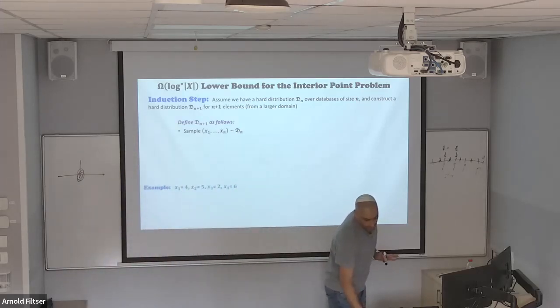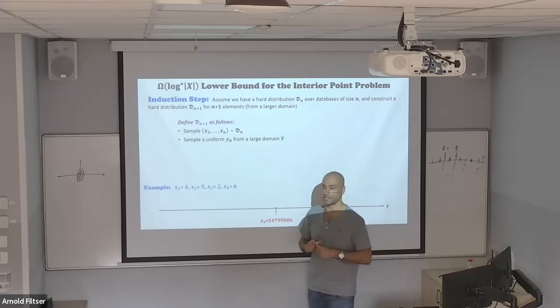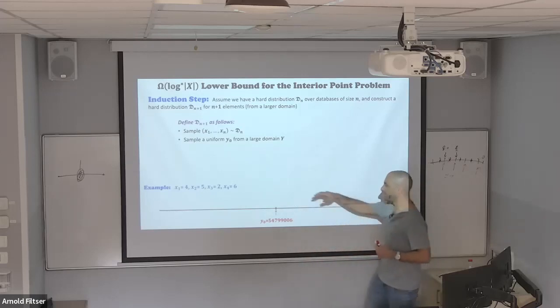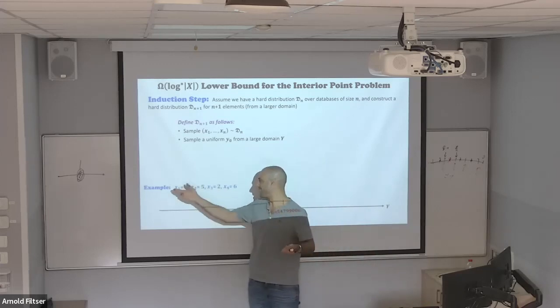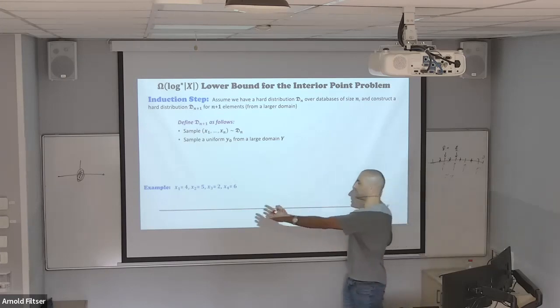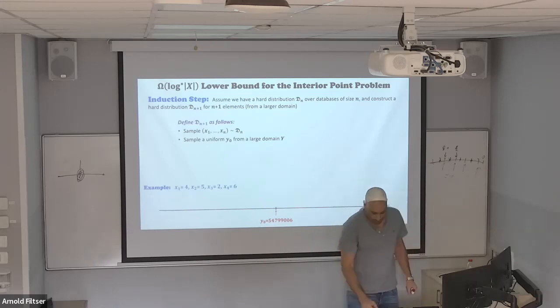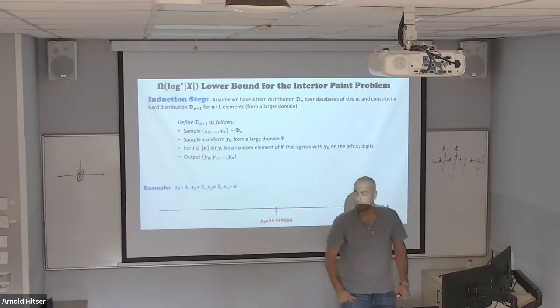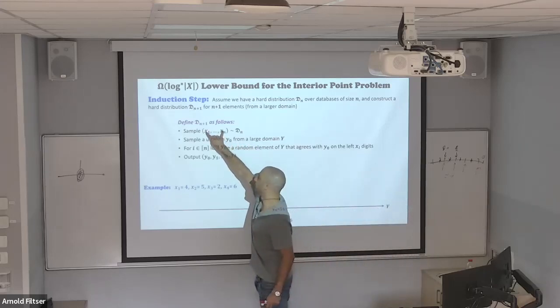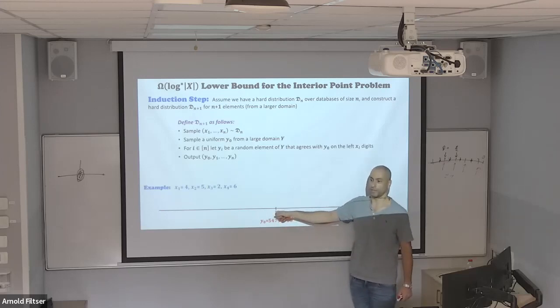I sampled the data set from the hard distribution dn, and now I sample one point uniformly from a much, much larger domain, exponential in size. So if you have numbers here between 1 and 6, here suddenly I have a huge number, sampled uniformly from the integers between, I don't know, 1 and some cap. Now, for every i between 1 and n, I have n input points here. I construct a new point in the large domain. How do I do it?